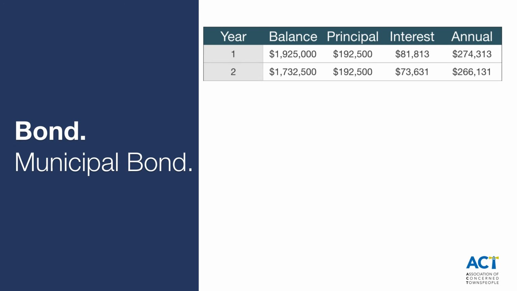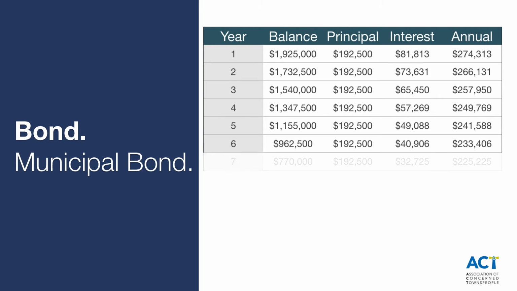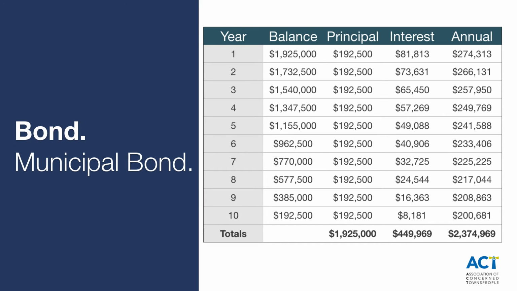The following year, the same formulas are used, but since we owe the bank less money, our interest payment is lower, resulting in a smaller annual payment. This process continues with the annual payment continuing to get lower until the loaned amount has been fully repaid. Just as when you finance an automobile, the sticker price of the car is not the final price you pay. In this case, a $1.925 million artificial turf field project will cost the town $2.375 million over the life of the bond. Now that we understand bonding, let's talk about the debt exclusion budget.